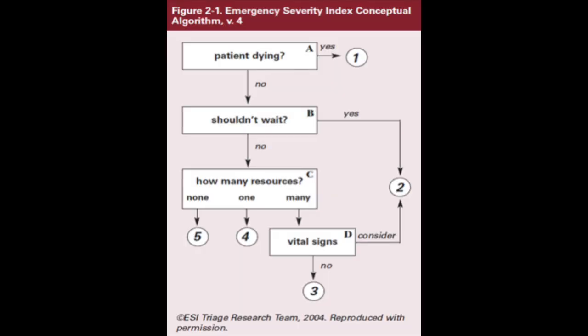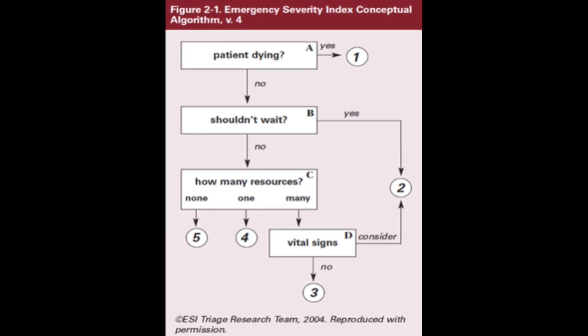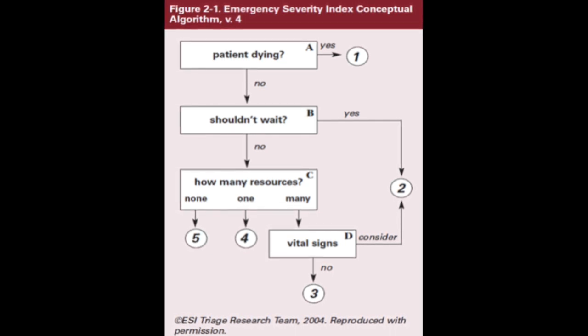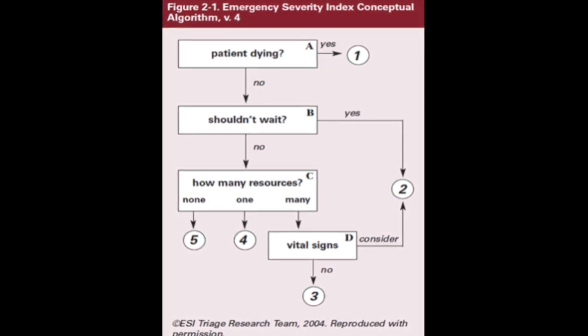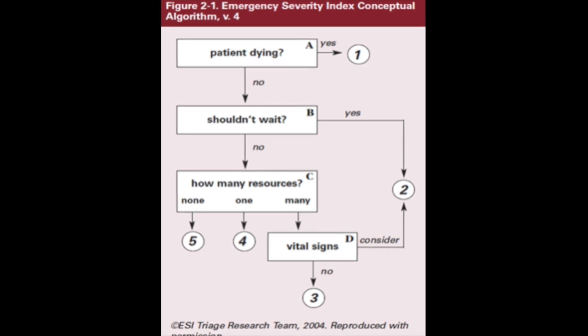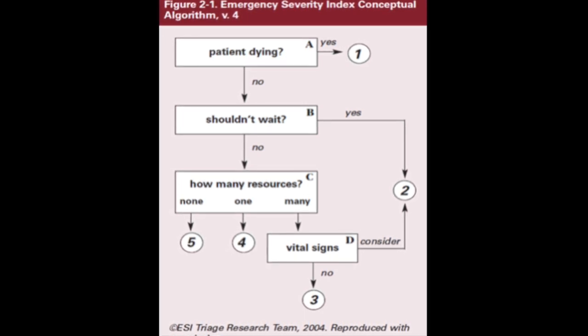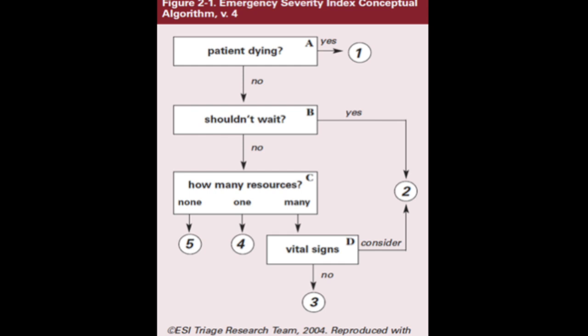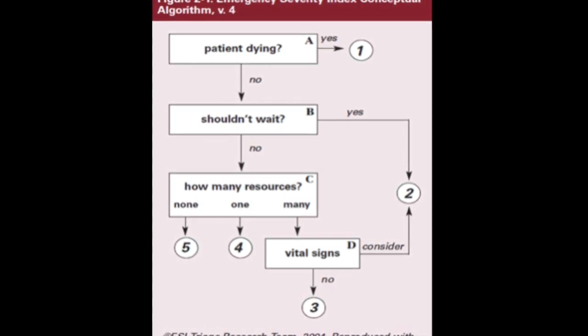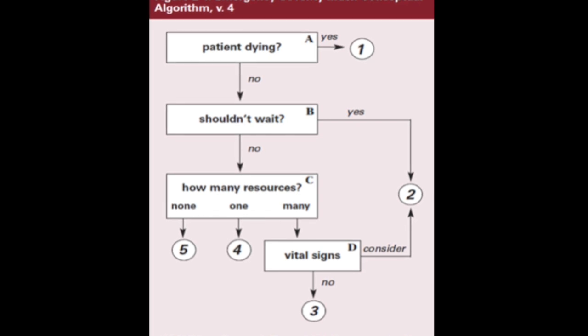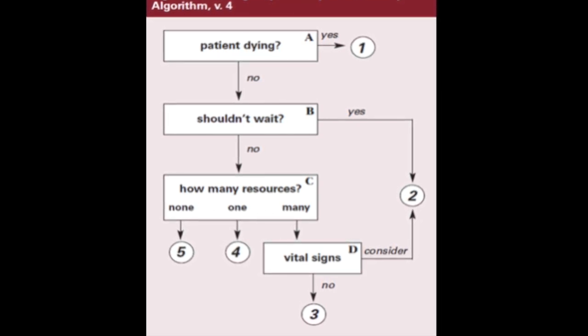Okay, so we've gone over what constitutes an ESI 1 patient. So now let's go into the next category, which is your ESI 2 patient. This patient is unstable and should not wait more than 10 minutes. So you've answered the first question, is this patient dying? The answer is no. But the next question is, should this patient wait in the waiting room, essentially.